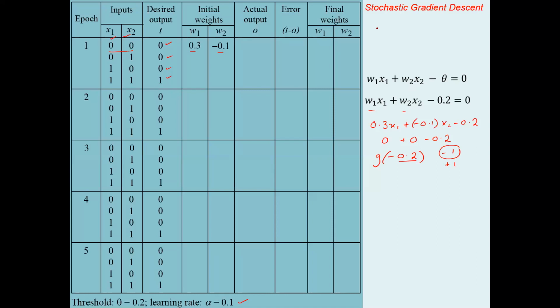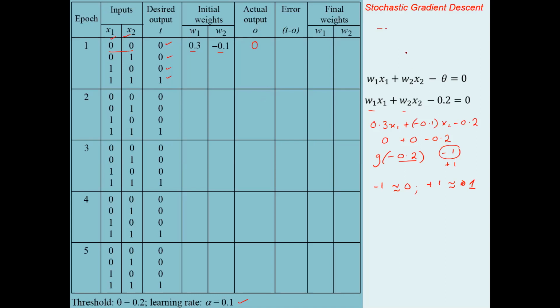But in this case, since we have 0 and 1 rather than minus 1 and plus 1, whenever I get minus 1, I will treat it as equivalent to 0, and whenever I get plus 1, I'll treat it as equivalent to 1. This is just a matter of label, because in the truth table I have written 1 and 0, not minus 1 and plus 1. So the output is minus 1, which means the actual output my network is giving me is 0.